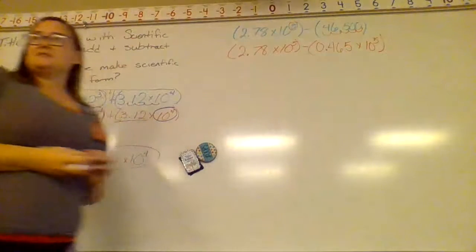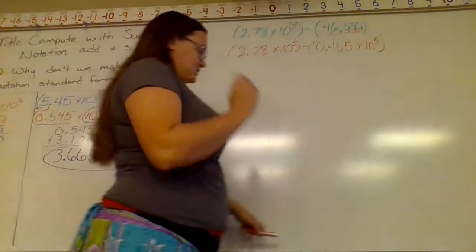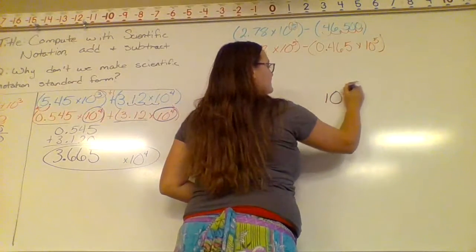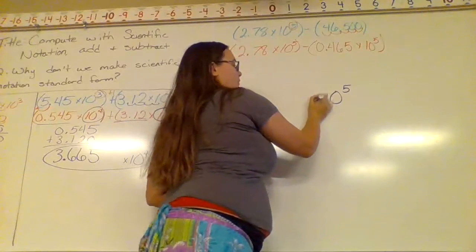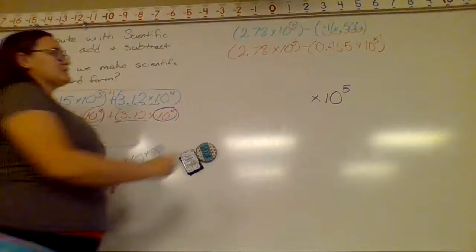Are our exponents the same? Yes. So just like our fractions, we have a common exponent. What do we do? Subtract what? The 2.78 minus the 0.465. But what happens to our exponents? What happens to 10 to the power of 5? So I'm going to come down here and put 10 to the power of 5. The multiplication is going to stay exactly how it is. Now we can subtract.